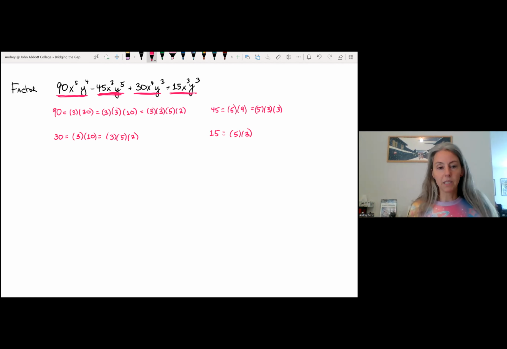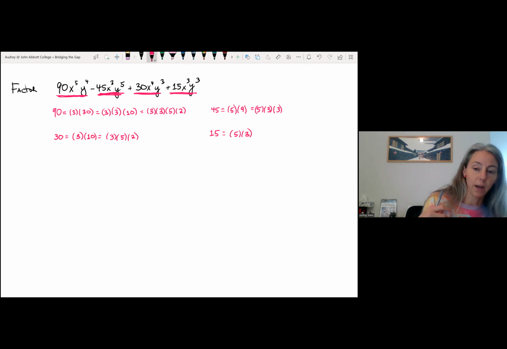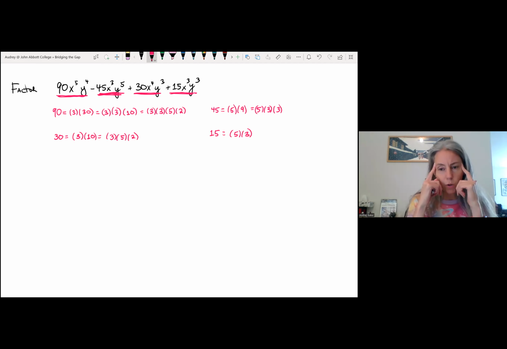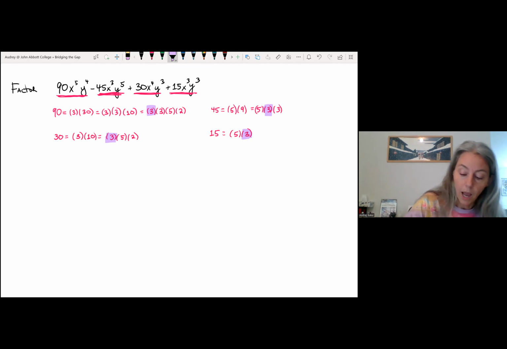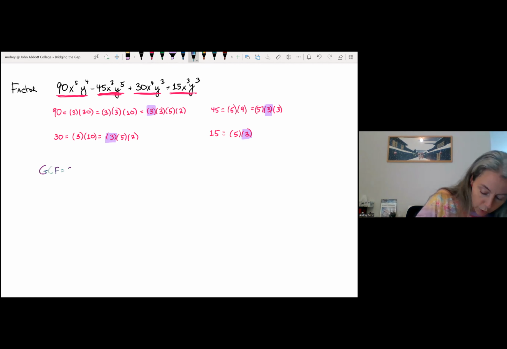And now the next step is to identify what factors occur in every single term. So if I wanted to, I could rewrite this polynomial where I write 90 as 3 times 3 times 5 times 2, but it's not necessary to do that. I can just sort of think about it. So I'm going to start by looking at that 90 and saying, hey, look, 90 has a 3, 30 has a 3, 45 has a 3, and 15 has a 3. So that is a factor that all 4 of those terms have in common. It's going to be part of my GCF. So let's write GCF is equal to 3.